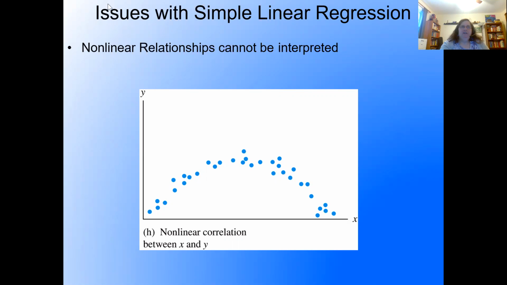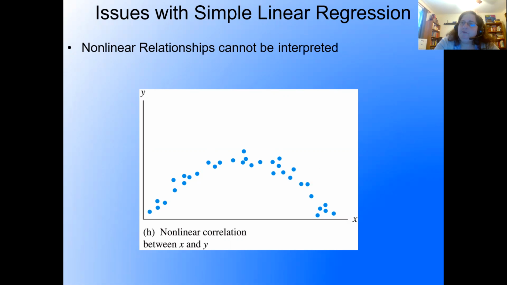All right, so now let's talk about issues with simple linear regression. In fact, I'd love to talk about all the issues with simple linear regression. We're just going to talk about one right now. Okay, we'll talk about the more next time. But here's the one I just want to point out for you. Nonlinear relationships cannot be interpreted. So check this out, this nonlinear correlation, right? Or nonlinear regression, or whatever you want to call it. It's a nonlinear relationship, right? It's not a line, it's a curve.